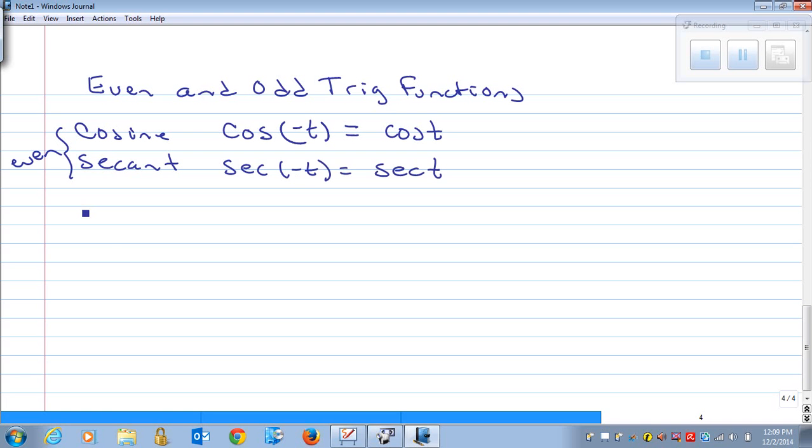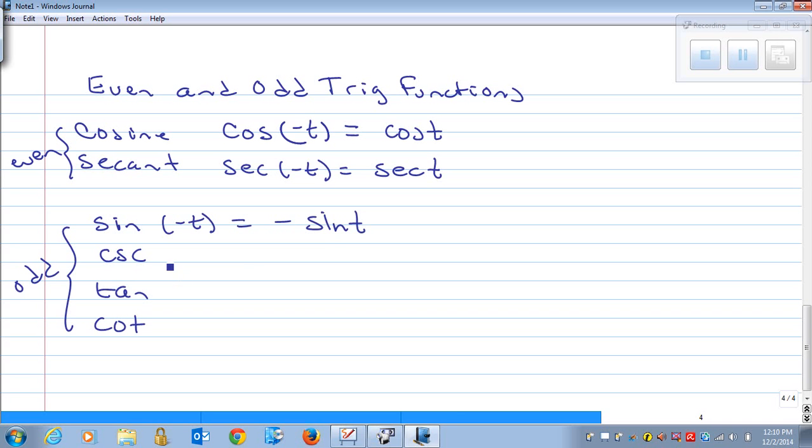And therefore, the other four trig functions are odd, and that would be your sine, your corresponding cosecant, which is its reciprocal, your tan, and your cotan. And these are all odd functions. So in this case, you have sine of negative t, and it would equal a negative sine t. And you have cosecant of negative t, and it would equal a negative cosecant t. And you have tan of negative t, and equal a negative tan t. And finally, cotan negative t would equal a negative cotan t.